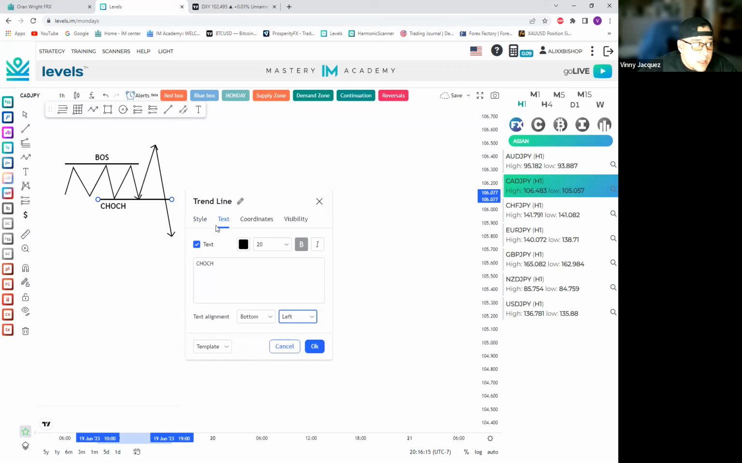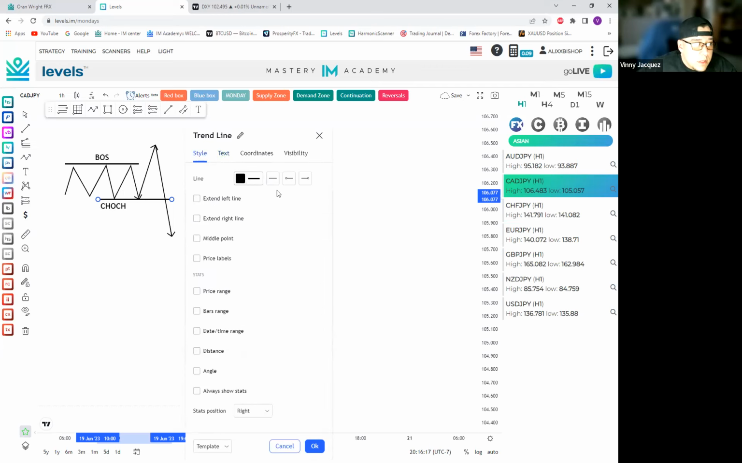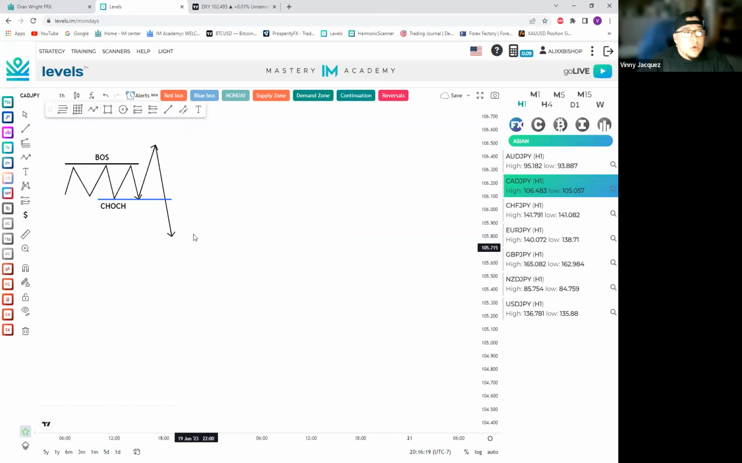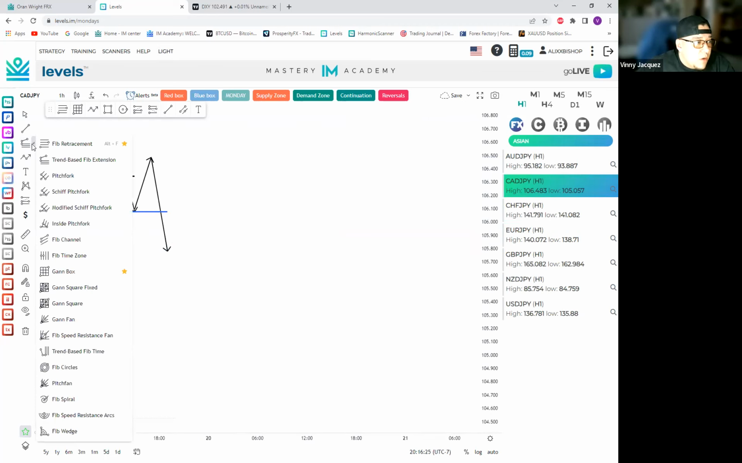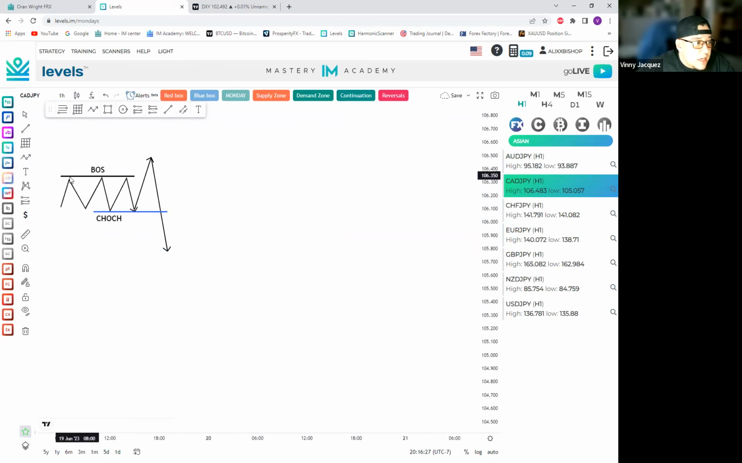Let's go ahead, left. Line is blue. Let's just make that cool. So once we get this, right, we'll go ahead and find a point of interest over here on this side. We're not at that stage yet. I really want to break this down a little bit, right?